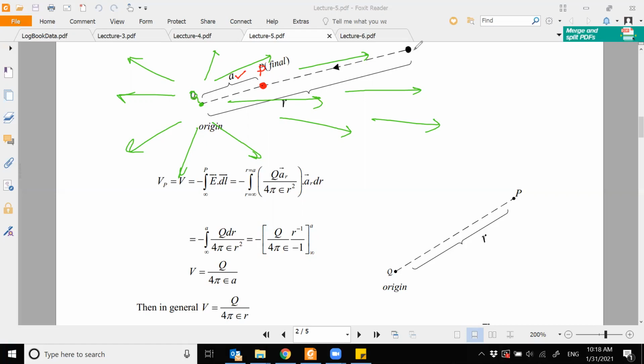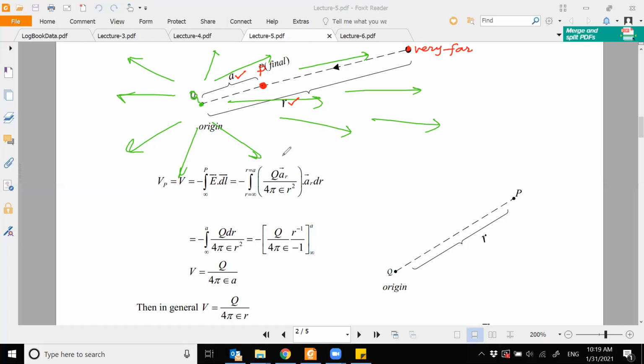Then there is another initial point which is at infinity, or very, very far. Just think of it as very, very far, because thinking at infinity will be difficult, since in that case you cannot define its distance from origin. So this is very far, and the distance between this point and my charge placed at origin is this R.